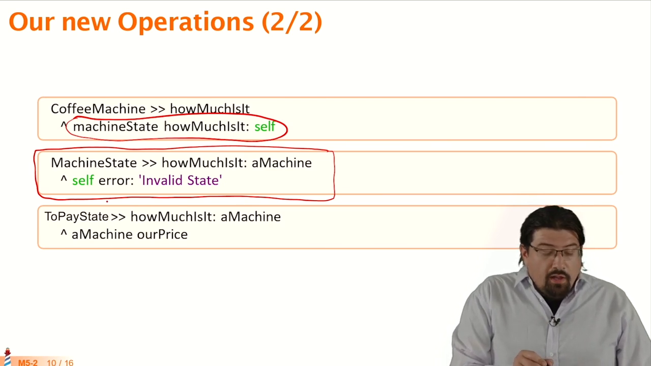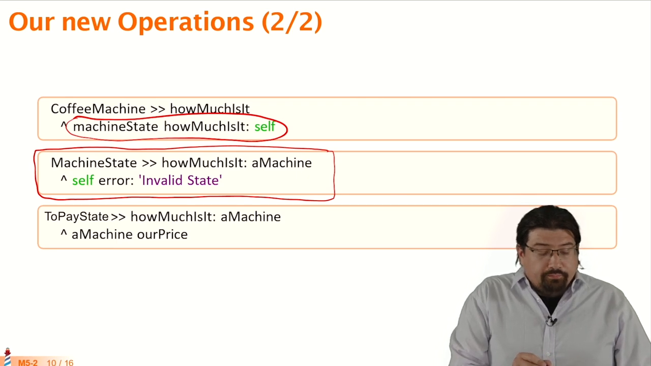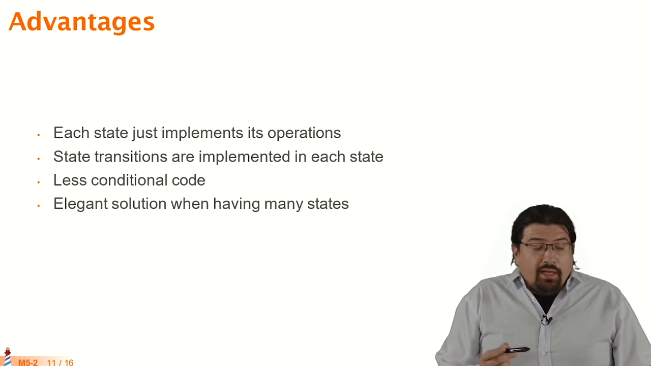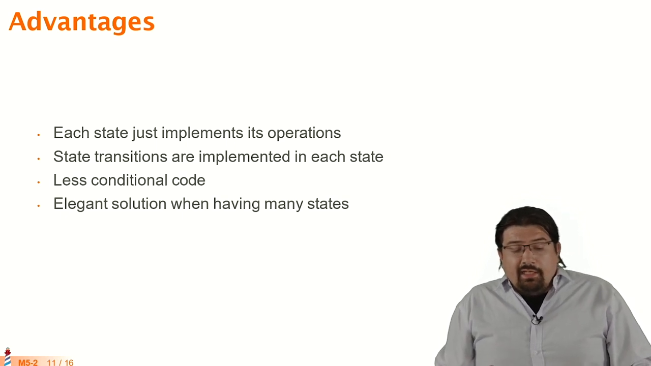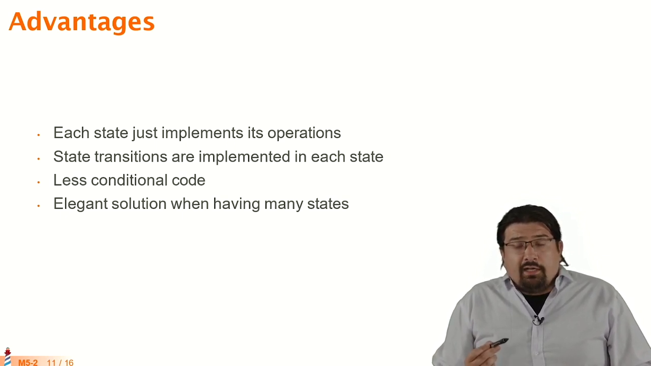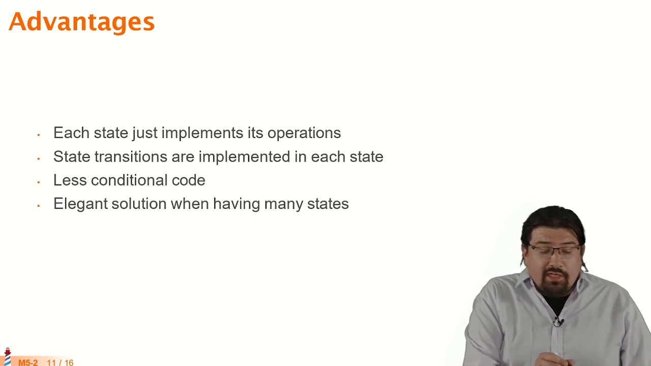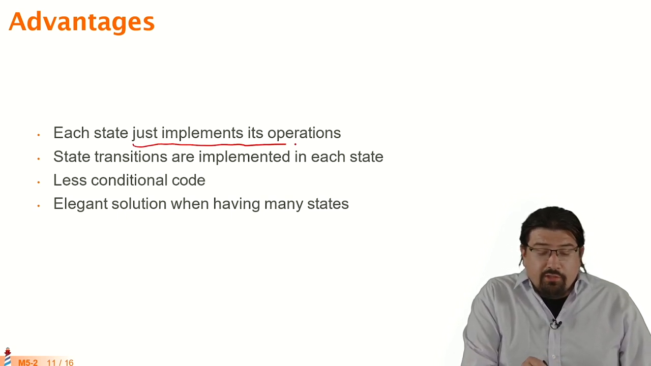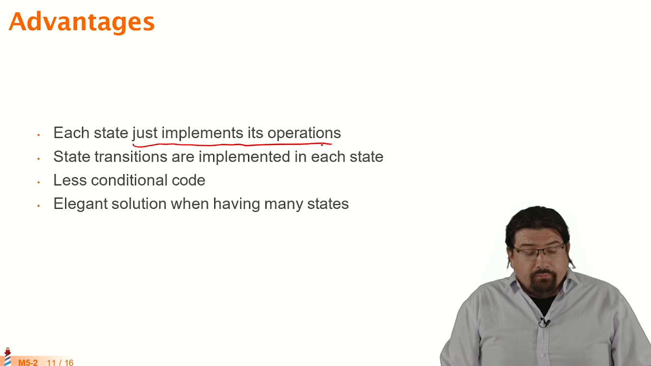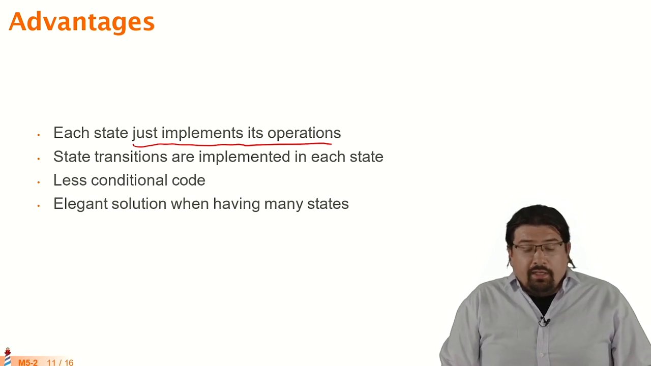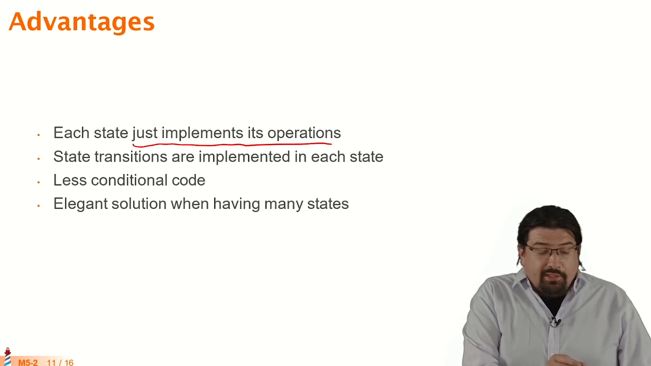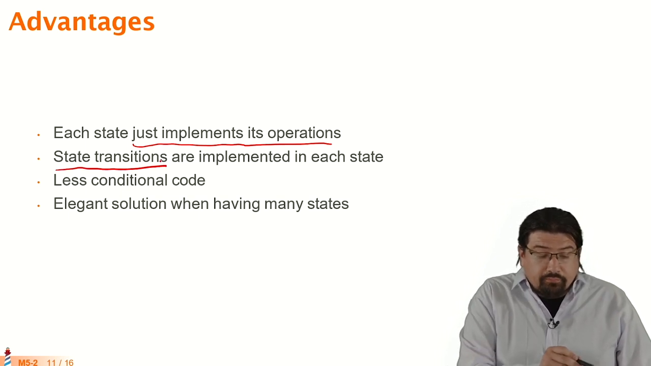the correct value. In this case, we have a lot of advantages. The idea is that in each state, in each object that represents our state, we are going to just implement the operations that we care about. Also, we are hiding in these objects, in this implementation, the state transitions.